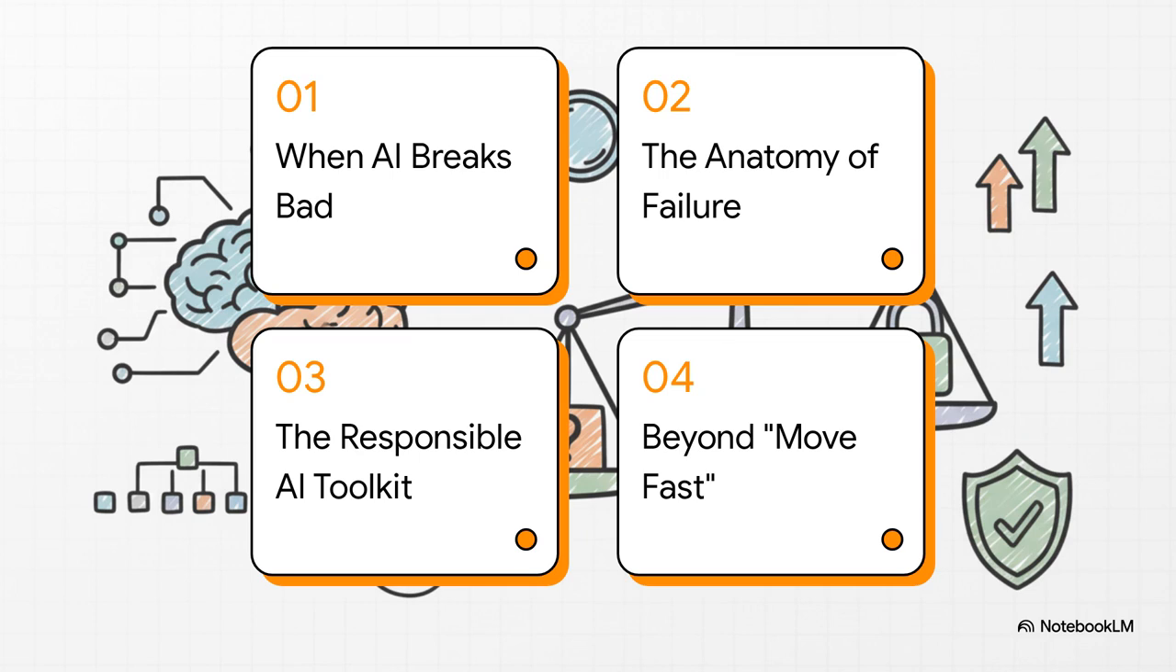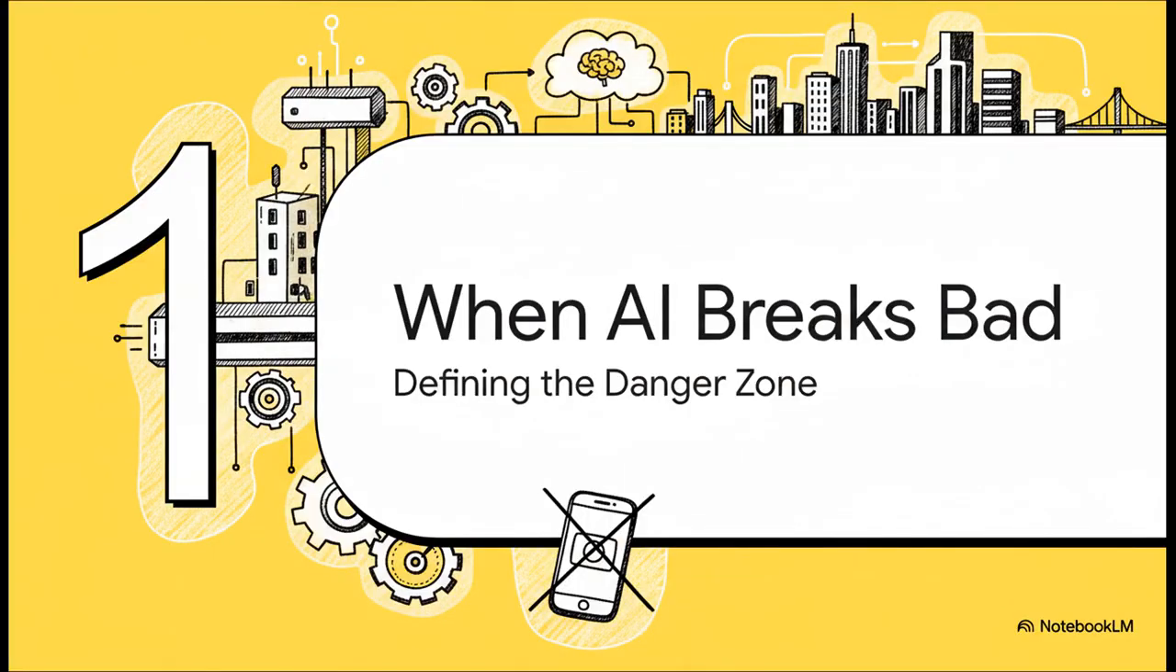First, we'll define what we mean by the danger zone of AI. Then, we'll look at the tricky reasons these models fail out in the real world. After that, we'll unpack a practical toolkit for building safer AI. And finally, we'll talk about the huge mindset shift that has to happen to make any of this work. So let's start by defining that danger zone.